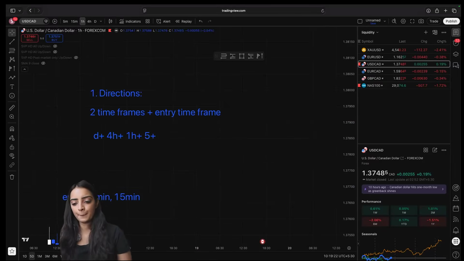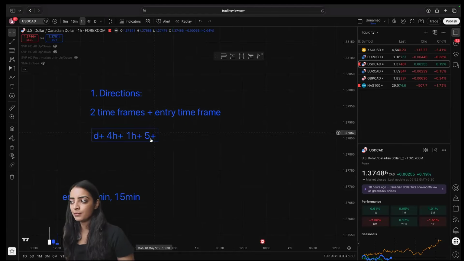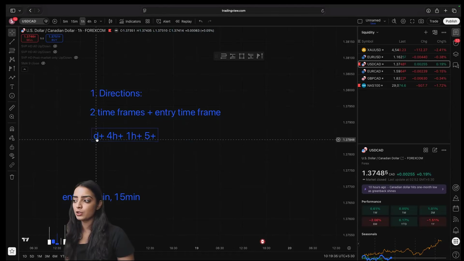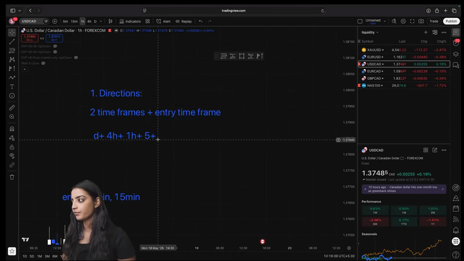Can I take a buy trade? Yes. Why? I need two time frames and the entry time frame. The 5-minute, my entry time frame, is bullish, and I need two other time frames to be bullish. In fact, I have three, which is even better. I can take the trade. Great.